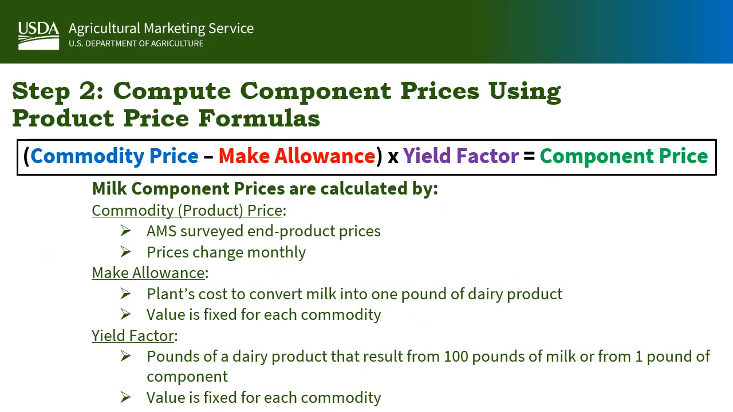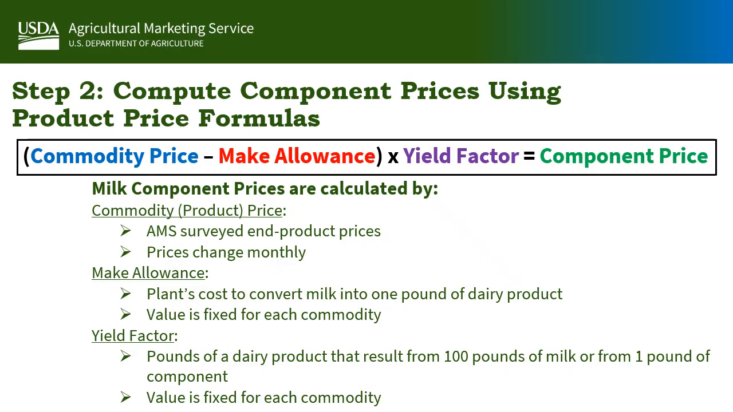Step 2. Using commodity prices to find milk component prices. The formula at the top of the slide is the basic formula used to find prices for the primary milk components, that is, prices for butterfat, protein, non-fat milk solids, and other solids. For each commodity price found in the previous step, you subtract the appropriate make allowance from the corresponding commodity price and multiply by the yield factor. The make allowance and yield factor vary by class of product and are set in regulation.